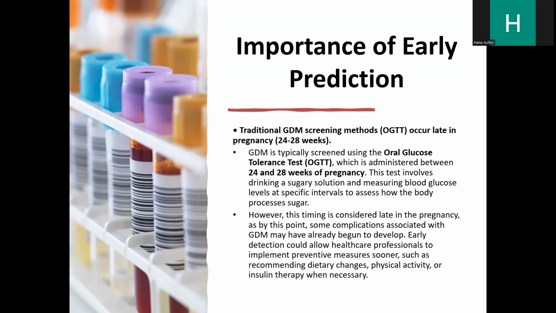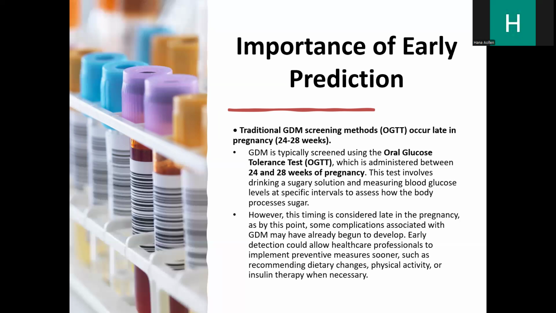Traditional GDM screening typically uses the oral glucose tolerance test, which is administered between 24 and 28 weeks of pregnancy. This test involves drinking a sugar solution and measuring blood glucose level at specific intervals to assess how the body processes sugar. However, this timing is considered late in the pregnancy because it's already 28 weeks. At this point, some complications associated with GDM may have already begun to develop.